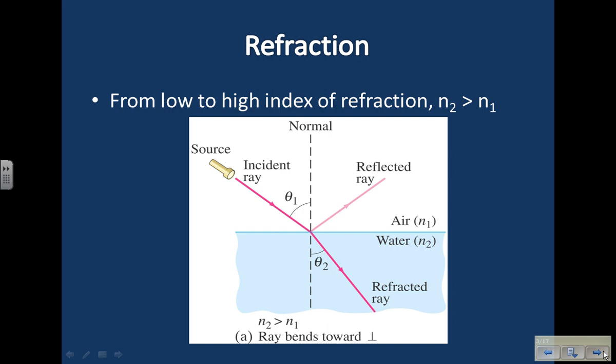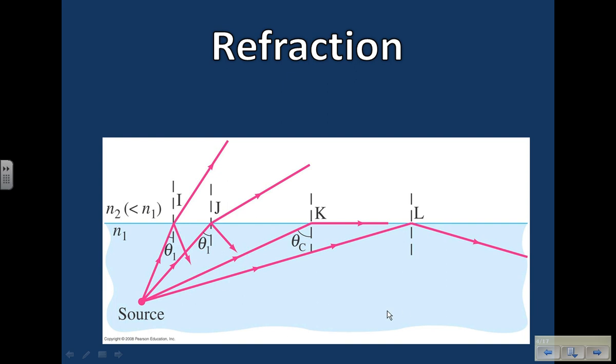So you might remember from refraction, it goes from a low index of refraction to a higher index of refraction. And we have a ray of light that hits the surface of the water at an angle, and it refracts towards the normal. So the light ray bends. If you start out in the optically denser medium, in water in this case, the refracted ray will bend away from the normal, like in situation I.